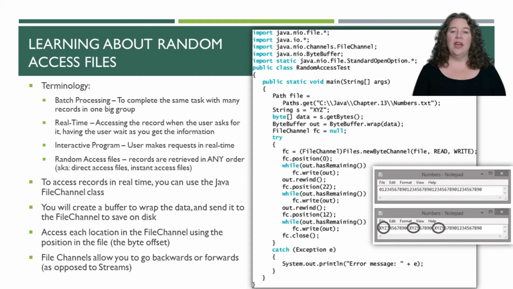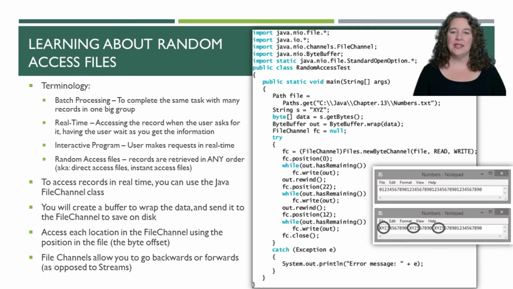Then you have what's called real time, which is accessing the record when the user asks for it, and the user has to wait while you go get it, which is fine. That's what we do a lot. And computers are so fast now, that's not as much of a problem. When you make an interactive program, the user makes requests in real time. That's how we normally do things these days. It used to be you would make a request, go home, get a cup of coffee, come back the next day, and you'd go get the data then. But everything runs so fast, we don't have to do that anymore.